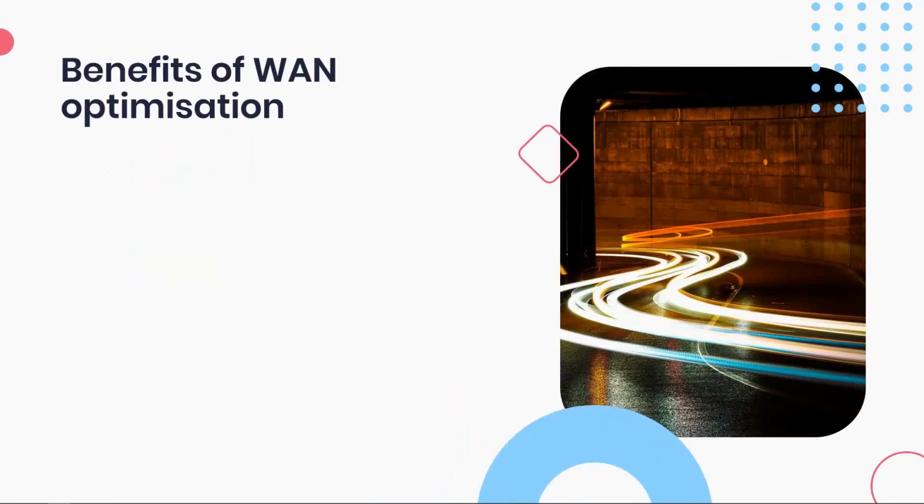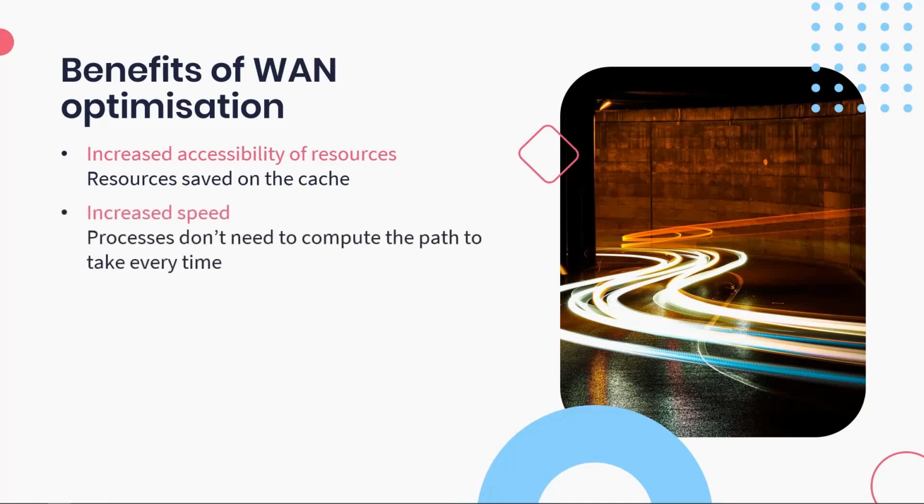as required. When a WAN has been optimized, there are a lot of benefits both for the network engineers and the users connected to the network. These include increased accessibility of resources. When the same files or resources are accessed repeatedly, those resources are readily accessible and saved on the cache, rather than resaving the files every time. Increased speed. When the computer processes do not need to compute the path to take every time a new connection is established, this greatly speeds up connection time.